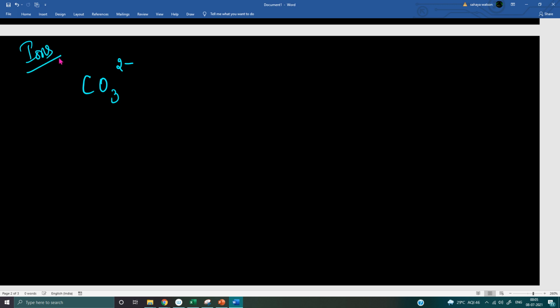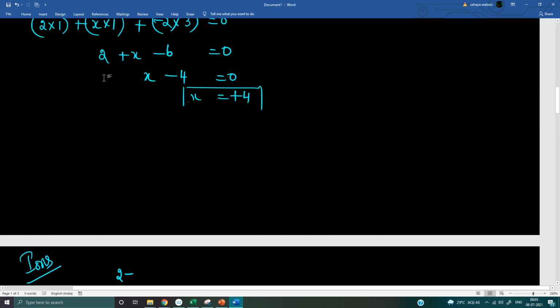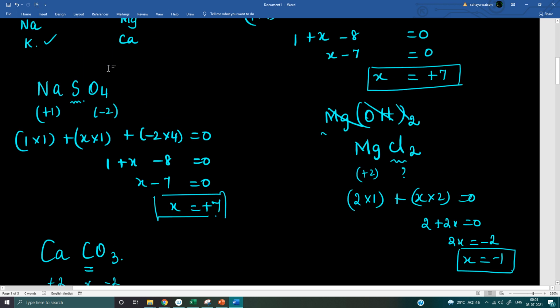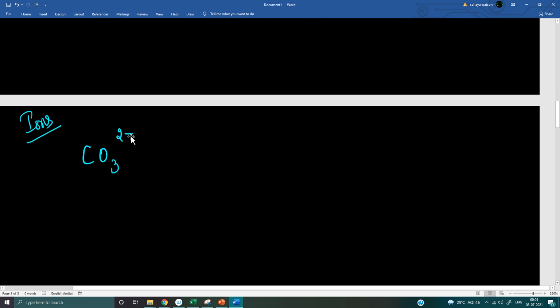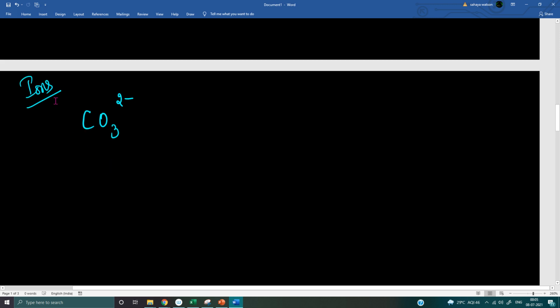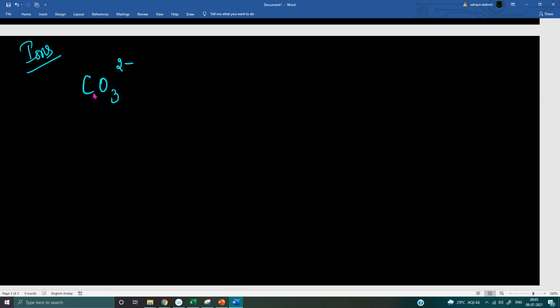This comes under ions. They are nothing but ions. Till now we saw molecules. All these are molecules, and they don't carry any charges, whereas here these species carry charges. In this case, how do we calculate the oxidation number of a given element? For example, if I want to calculate the oxidation number of carbon, the same procedure applies.